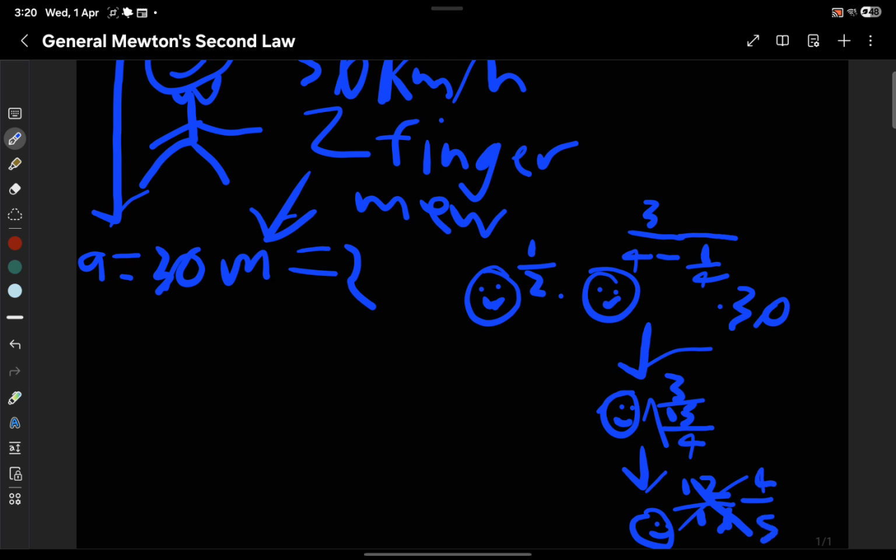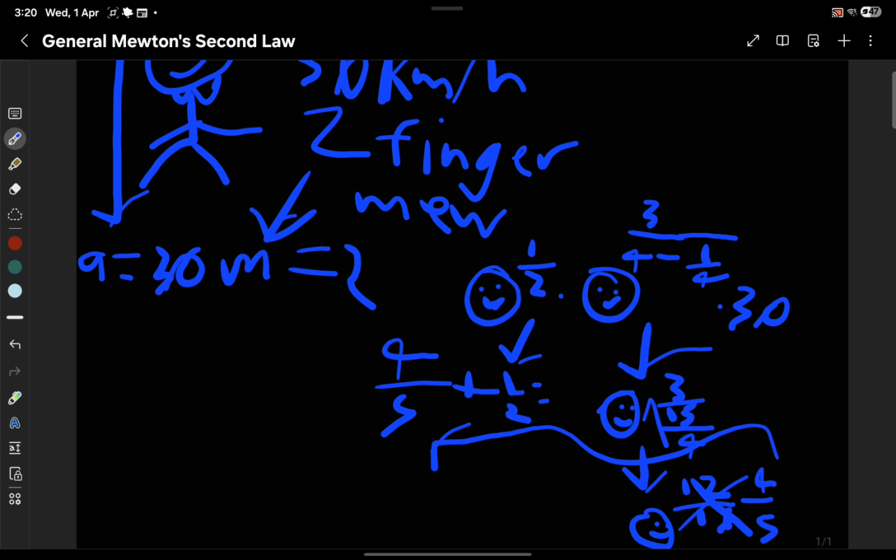So now we add 4 over 5 plus 1 over 2, which equals 9 over 10. So now we have a simple equation: smiley face to the power of 9 over 10 times 30. Simple as that. Now, what do we do now?